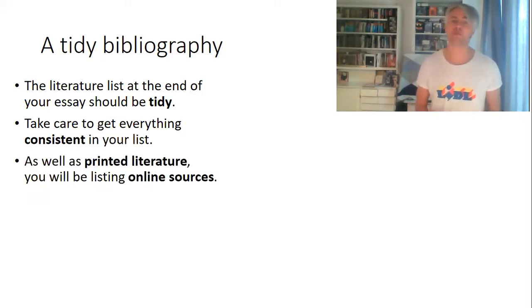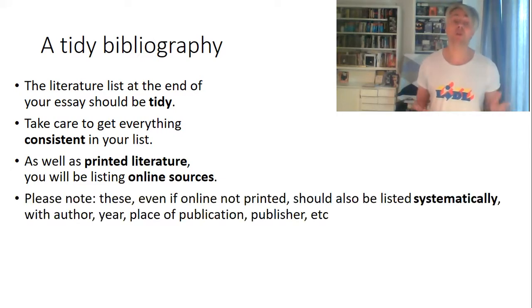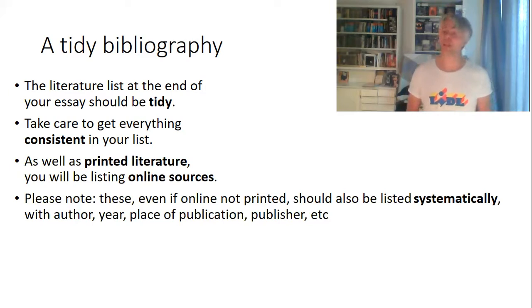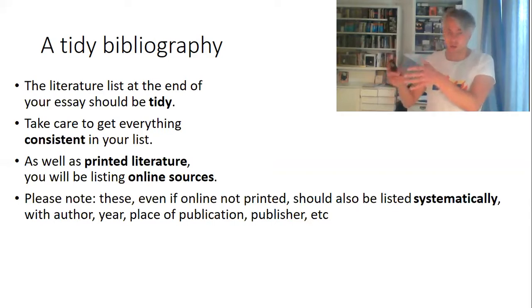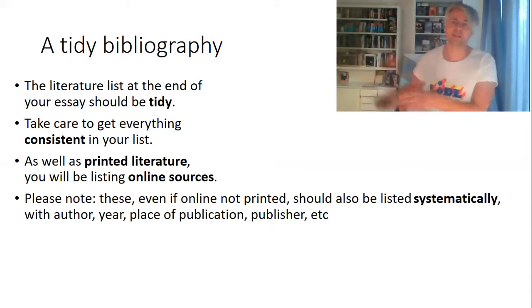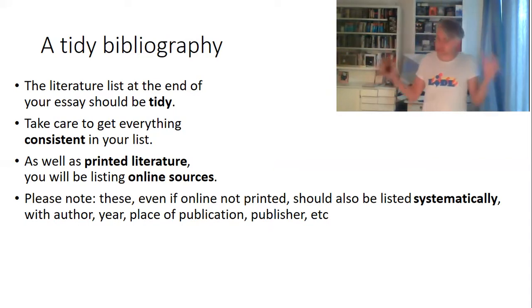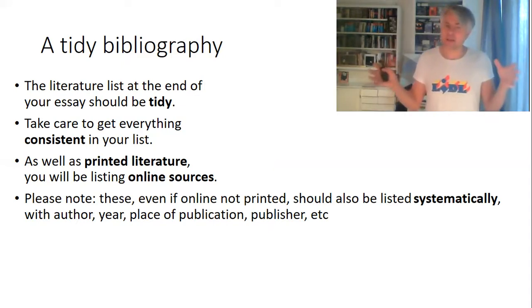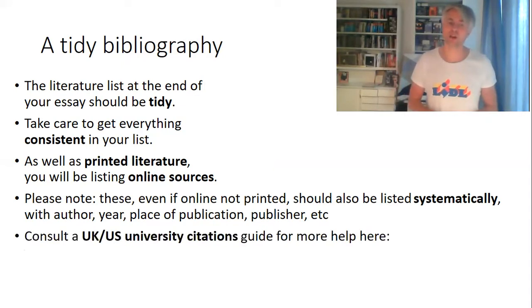As well as printed literature, you'll be listing online sources. No problem. Even if these sources are online, not printed, they should be listed systematically. And it's the same procedure: author, year, place of publication, publisher. You know, it's all the same stuff. You can always, after the publisher, write online, colon, then you can copy the web address, and then you can say accessed and give the date when you last accessed it. You know, but it's still completely systematic, completely consistent with all the rest of the literature.